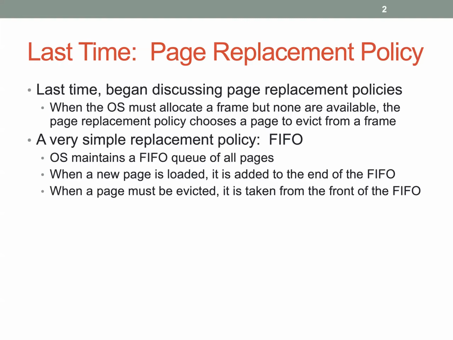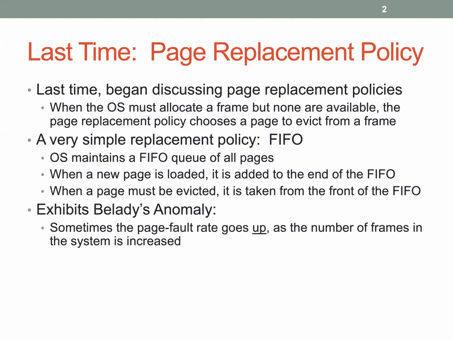But you put the pages on the end of a FIFO queue and they slowly make their way to the front, and whenever you need to evict a page, you just take the page off the front of the FIFO and that's your eviction page. So it doesn't really take access into account. It just uses when things were added.